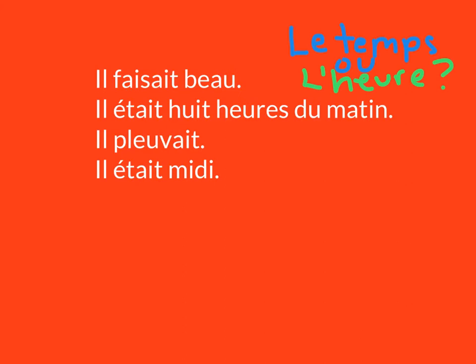Alors le temps. Which ones are showing weather? So I have il faisait beau and il pleuvait. And we have the verb faire, faisait, pleuvoir, pleuvait. So il faisait beau, it was nice outside. Il pleuvait, it was raining. Remember, these are also ways to give background information, give a scene, and to describe the weather.